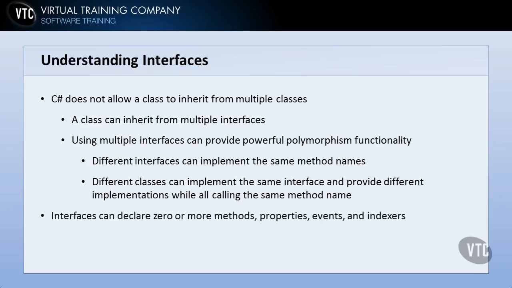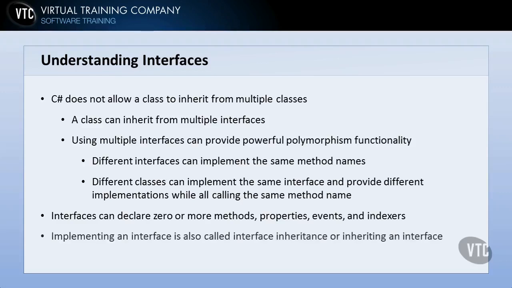Interfaces can declare 0 or more methods, properties, events, and indexers. You can have as many of these as you want. You don't have to have any. We're going to work totally in our examples with methods just to make it easier. If you can get your head around that, you can go to the next step. Implementing an interface, just so you'll know, out there in the real world and in documentation, is also referred to as interface inheritance or inheriting an interface. It's all the same thing. Implementing, inheriting, it all means the same thing with an interface.